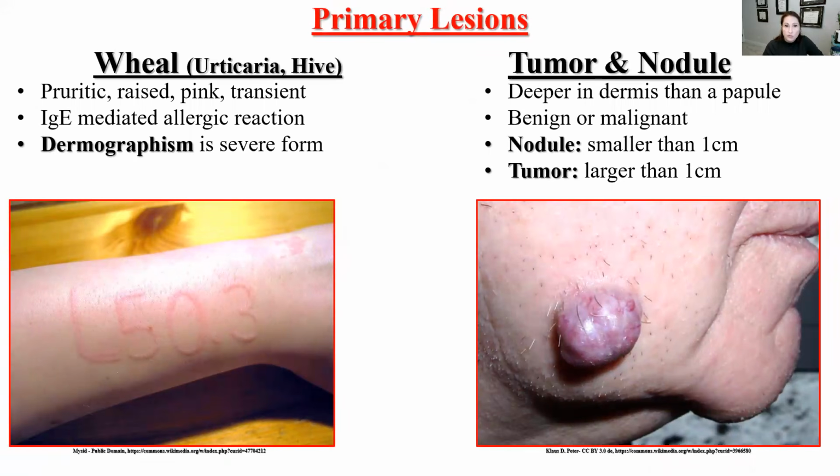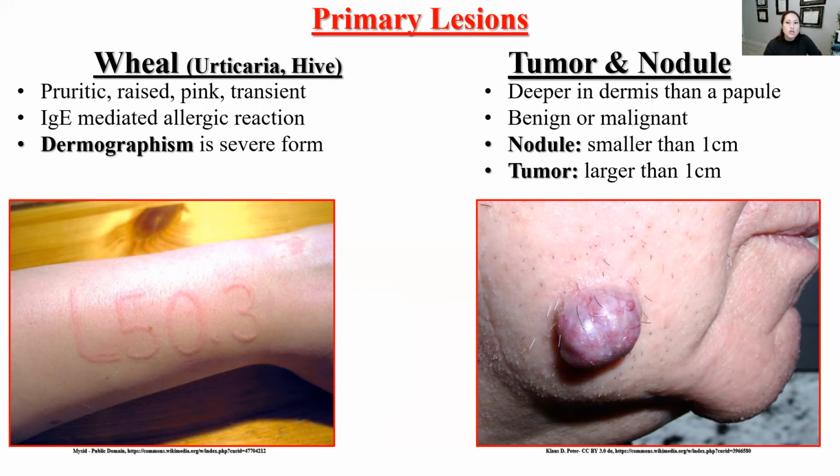Wheals are a response to an allergic reaction. They can also be called urticaria or hives. You can see in this picture here that this person has drawn these letters and numbers and they become raised. This is an IgE-mediated allergic reaction, and so they get this transient raising in the skin that becomes itchy. And this is specifically called dermographism, where you can write a picture or a letter and it will appear above the skin.